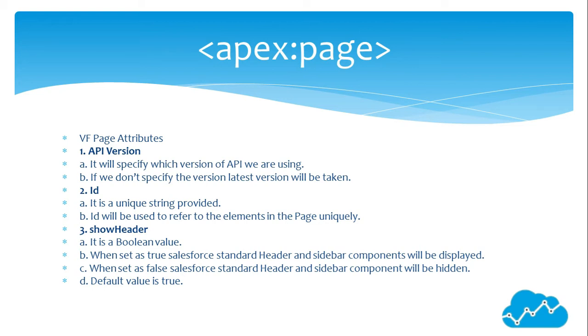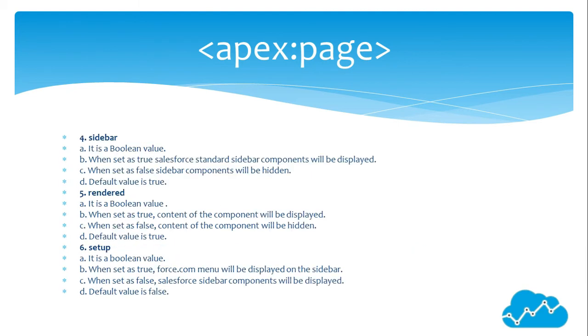Show header. It is a boolean value. When set as true, Salesforce standard header and sidebar components will be displayed. When set as false, Salesforce standard header and sidebar components will be hidden. Default value is true.